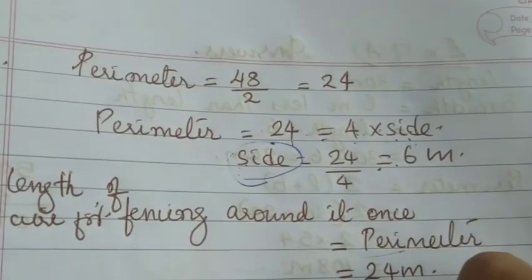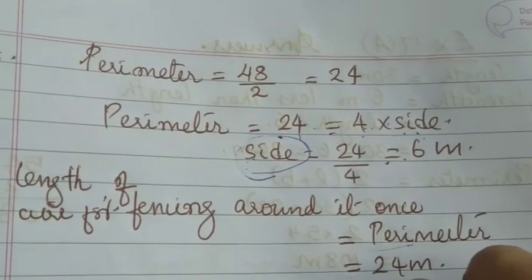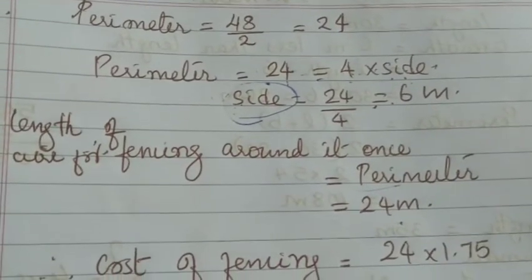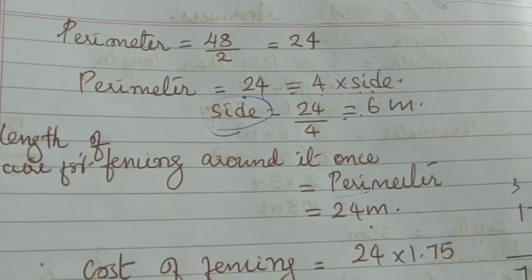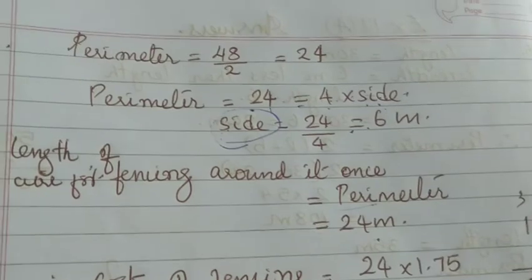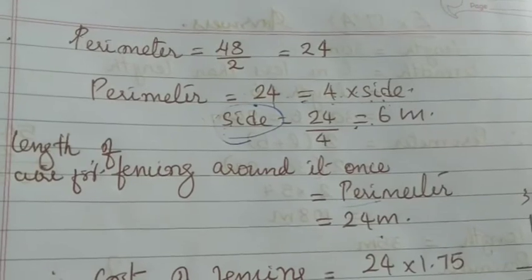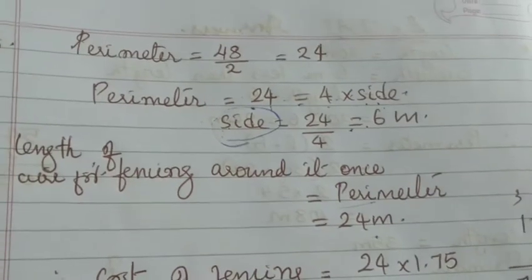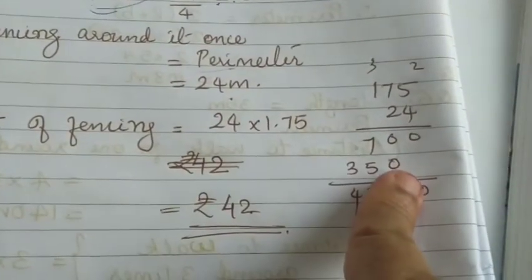Now we have to find the cost of the wire, if 1 meter costs 1.75 rupees. First we have to find out the length of the wire needed. It is already given, because the perimeter is 24 meters, so that will be the length of the wire. Now cost of fencing means 24 into 1.75. Here also you multiply directly without considering the decimal. Then finally you put the decimal point.